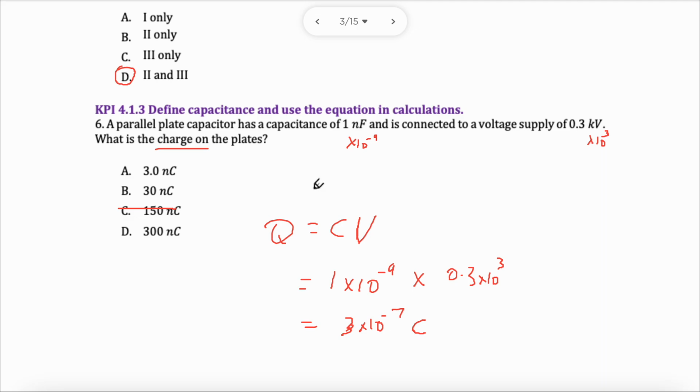Which one is it? Well, there's a little trick you can actually do. If I want to put this into nanocoulombs, I know nano is 10 to the minus 9, so what I'll do is divide this by 10 to the minus 9. To put it into nano, I can divide by 10 to the minus 9. If I did that directly, I get 300. That means I now have 300 nanocoulombs. So I have now solved this. I have got D. That's a little trick that you can use. If you want to convert it to a unit, just divide by that.